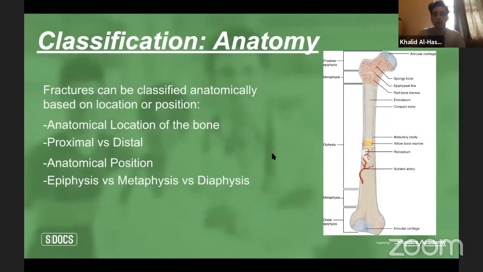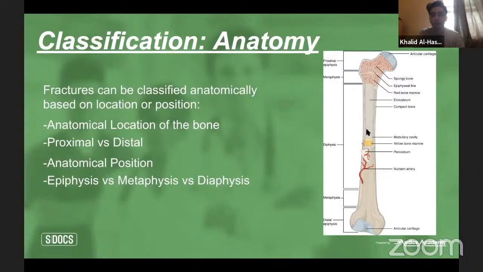So we understand with every bone, if we start looking at the anatomical model with a man with palms facing forward, that we have proximal and distal. Proximal generally means closer towards the body, and as we move further away from the body, for example, down the arm or down the leg, we would refer to it as distal. So fractures can be classified anatomically based on location or position. If we were to take a look at anatomical location of the bone, we would say proximal versus distal.